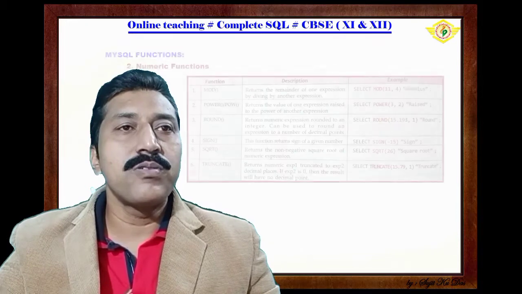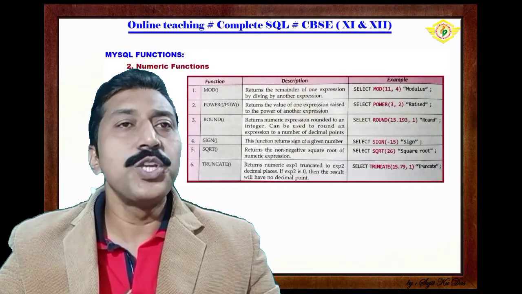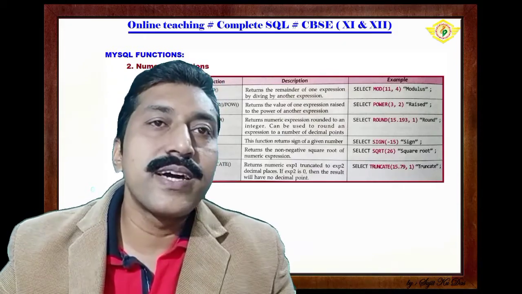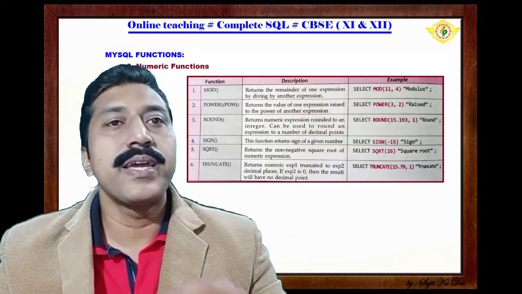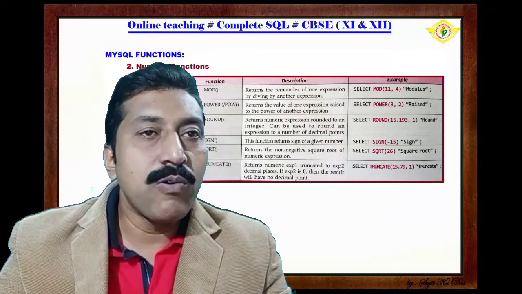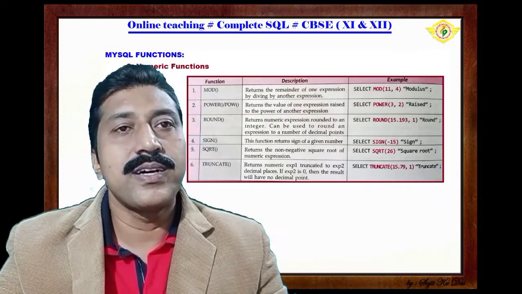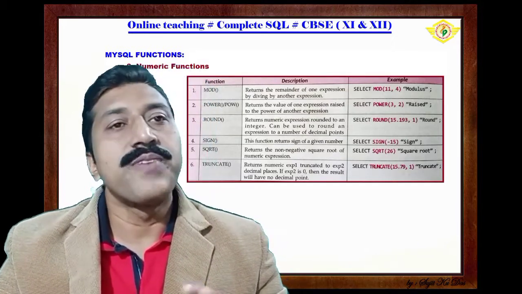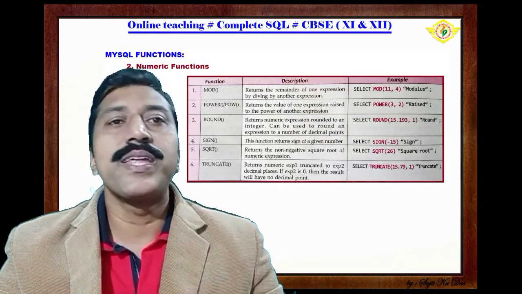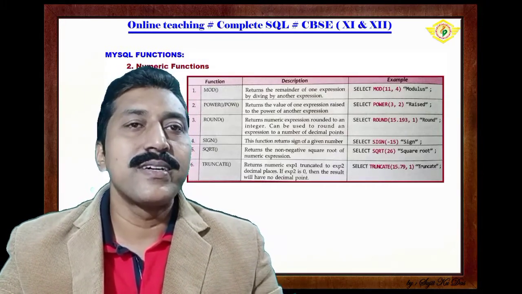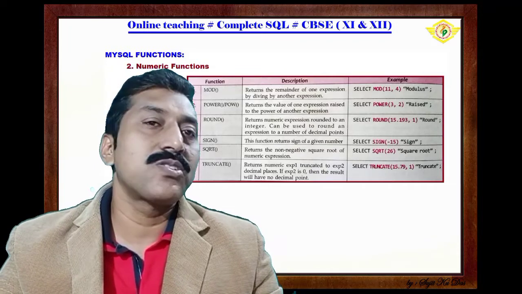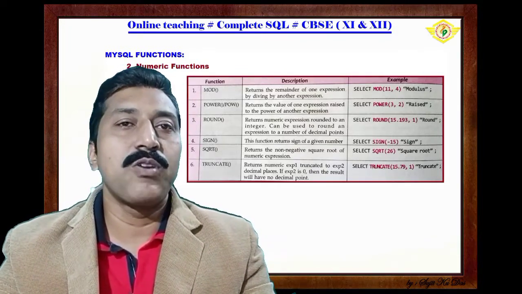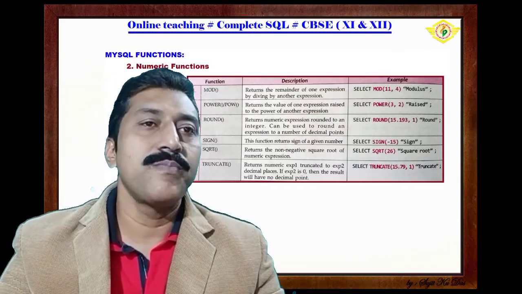Now we'll discuss the numeric part. We can use MOD, which returns the remainder of one expression divided by another expression. We can use POWER or POW, which returns the value of an expression raised to the power of another expression. We can use ROUND, which returns the numeric expression rounded to an integer, and can be used to round an expression to a number of decimal points. Side by side examples are given, I am not repeating them, you must see the examples yourself.